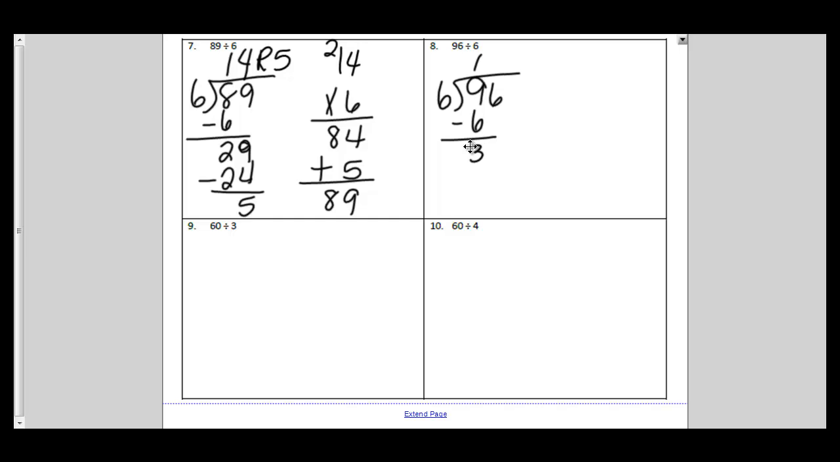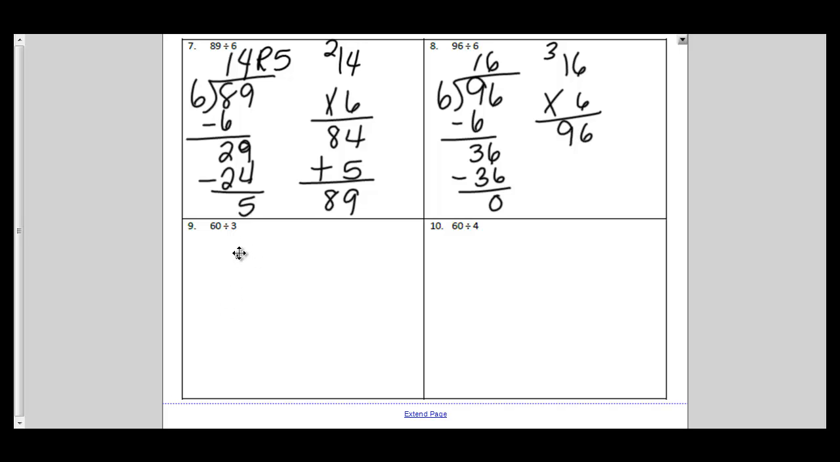That leaves a remainder of 3 tens. I'm going to add the 3 tens to my 6 ones. Now I've got 36 divided by 6. Well, I know 6 times 6 is 36, so it has to be 6 remainder 0. So now I'm going to check 16 times 6. 6 times 6 is 36. 6 times 1 is 6 plus 3 is 96.